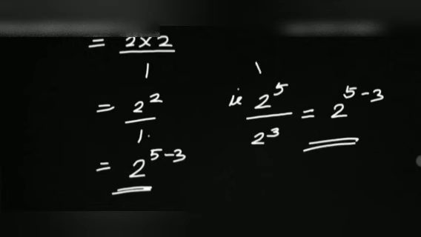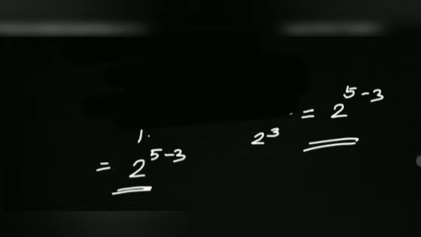Okay, good. Very important. The quotient law of exponents: a raised to m by a raised to n is equal to a raised to m minus n, isn't it? Got it? Okay. Now let's write down example B.